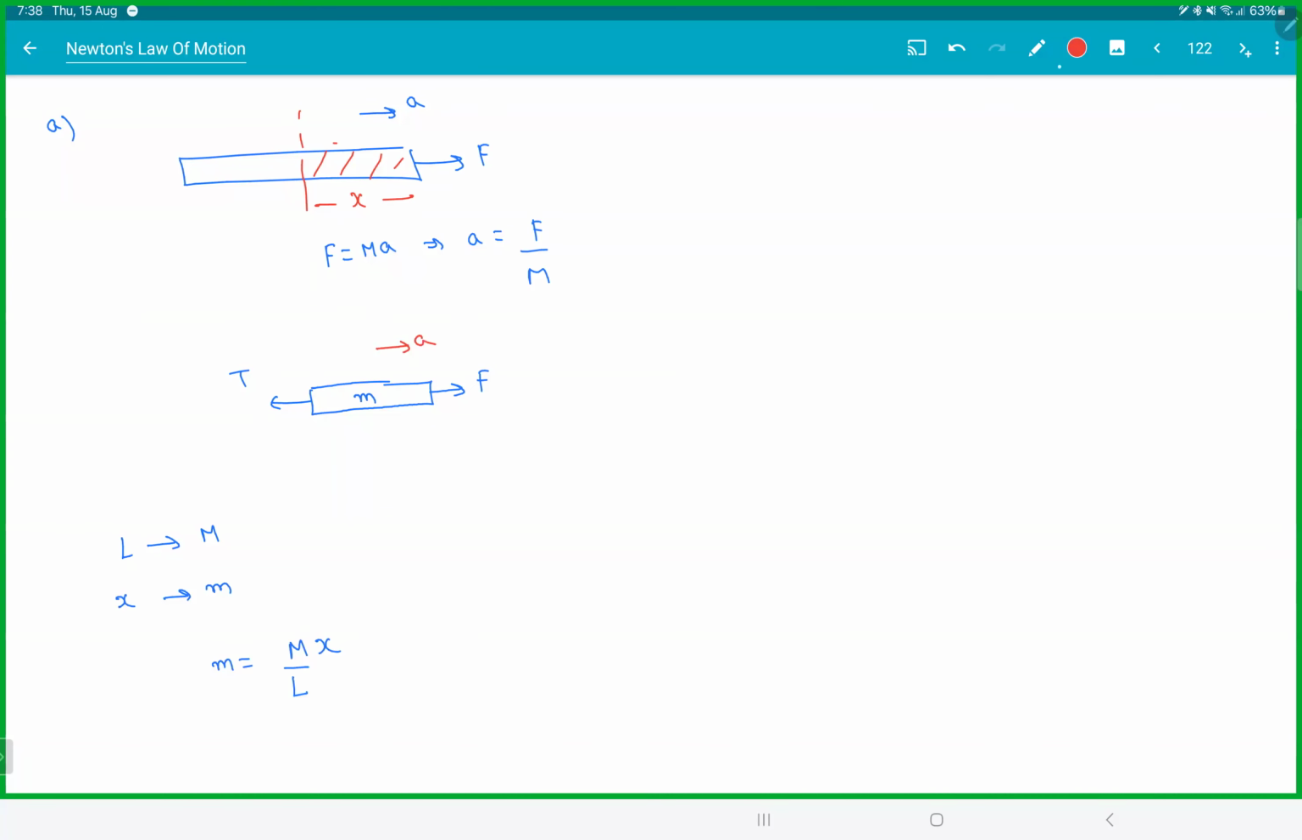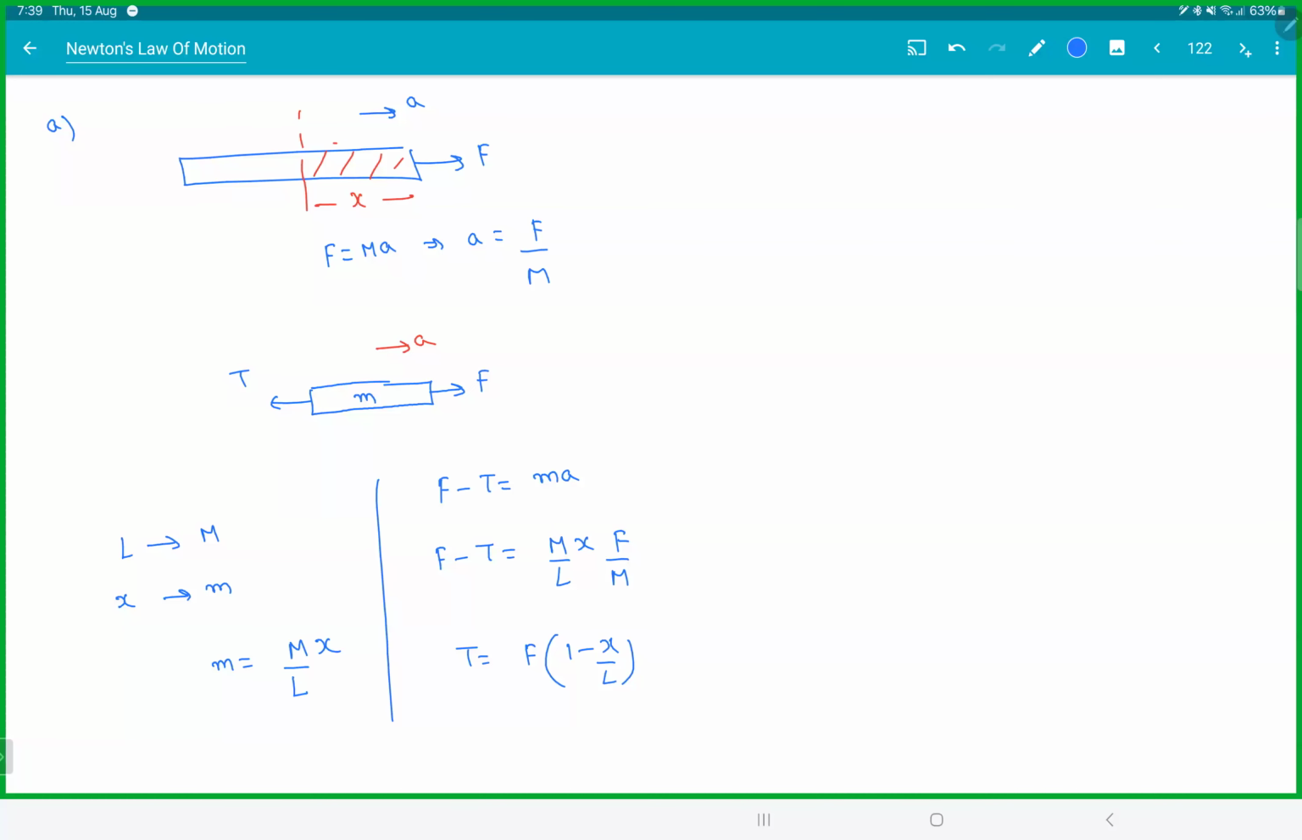And you are accelerating this way. So what are the forces? F minus T is the small mass m into acceleration. F minus T, this would be M by L into x, and acceleration is F by M. M and m will cancel, so tension would be F into 1 minus x by L. There, that's the idea there.